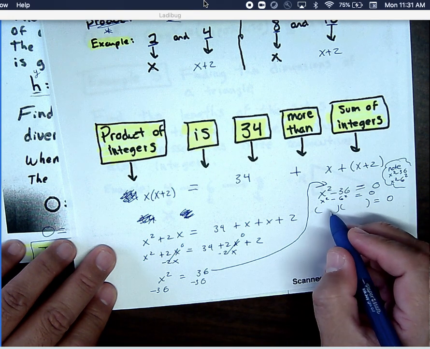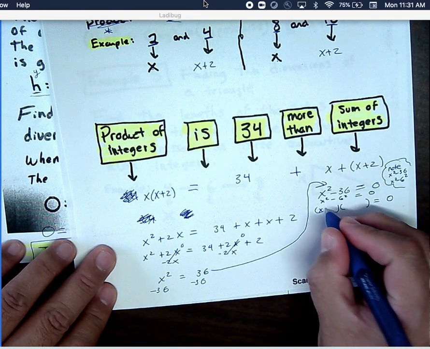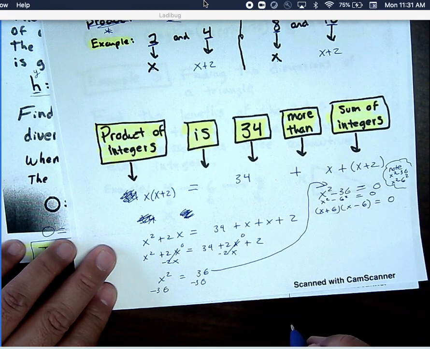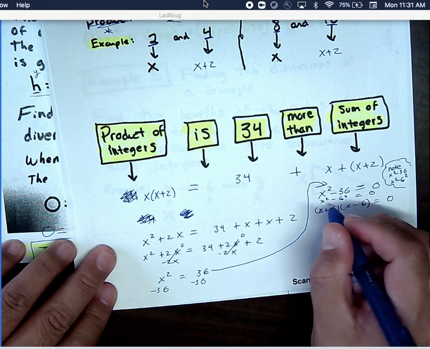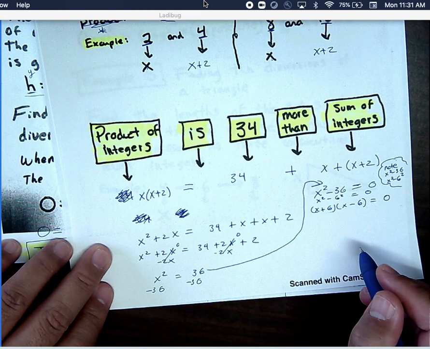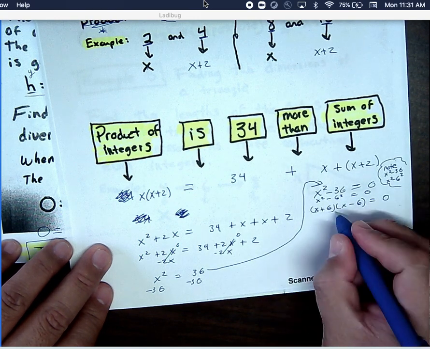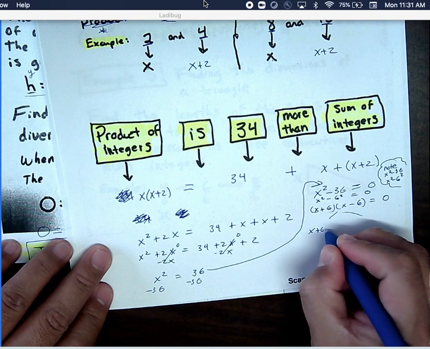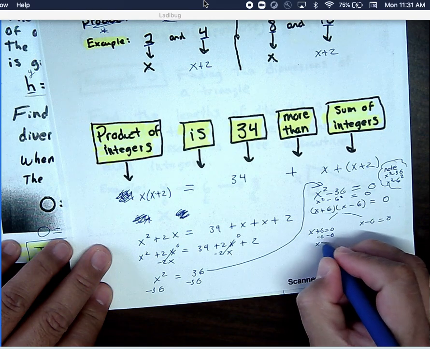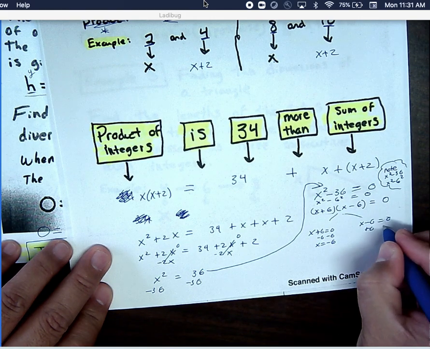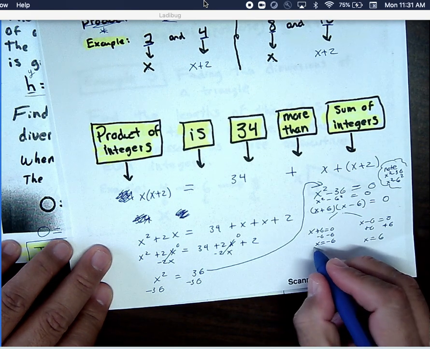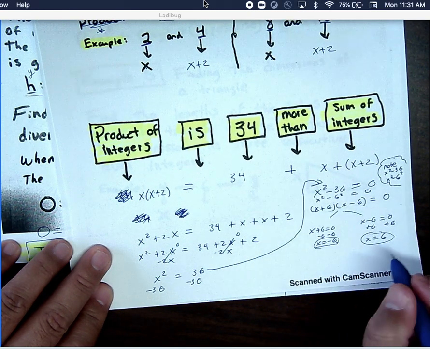This is a difference of squares, so you're going to have x plus 6 and x minus 6 equals 0. Or you can factor it the normal way; you will still get the same answer. Once you get to this, make the equations: x plus 6 equals 0 and x minus 6 equals 0. So x equals negative 6, and x equals positive 6. These are the possible solutions.